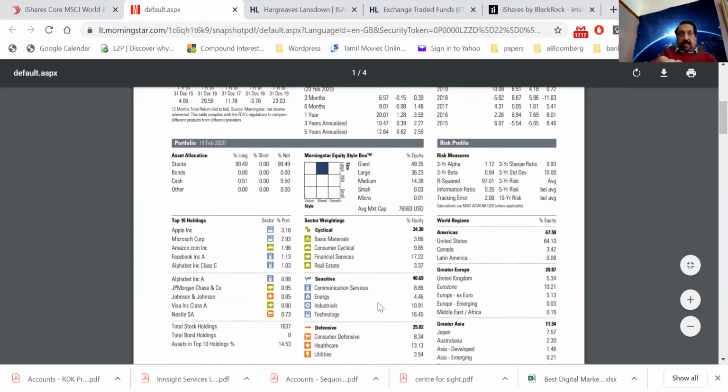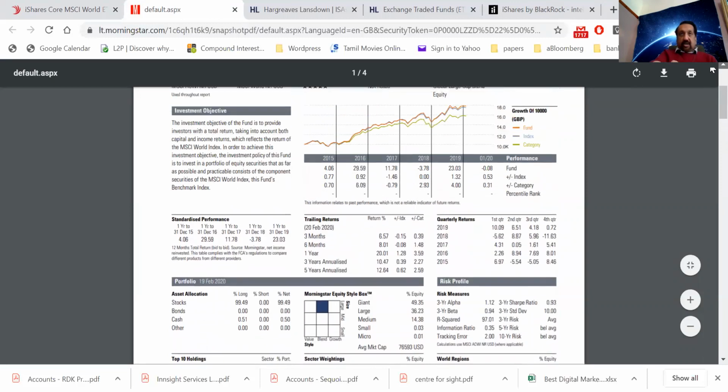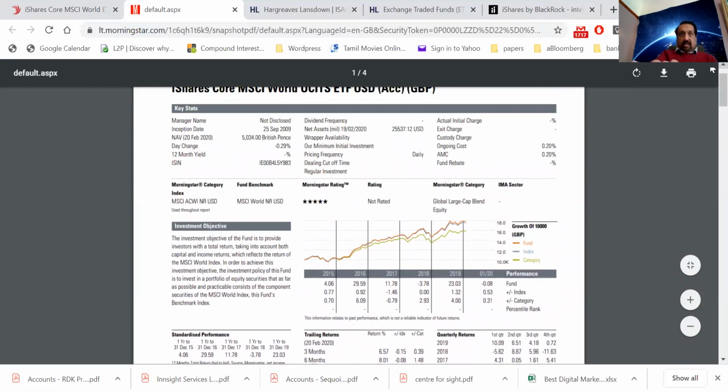Now, where does it find all this information? How does it know where to invest? If you go into greater detail, you see the fund benchmark, and this is the index it tracks. So if you type this into Google, it will tell you what this index is and what the companies involved in this index are.